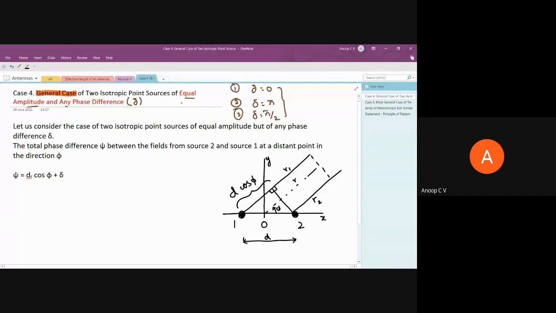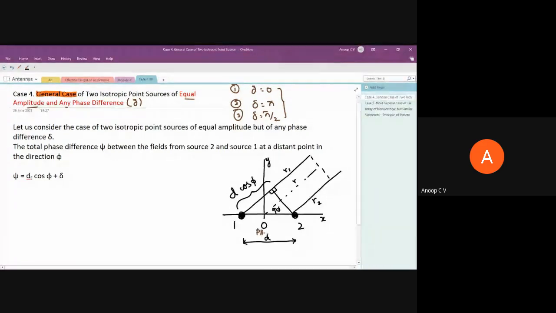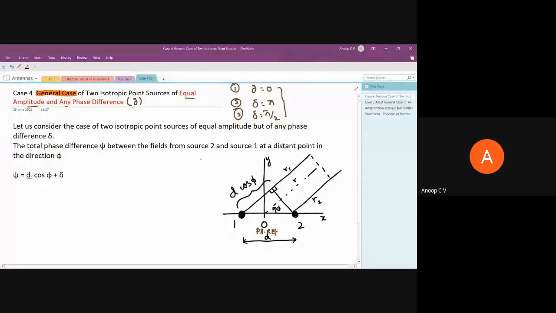So here we have equal amplitude and any phase difference. Again I have my xy plane, this is my origin, and source 1 and source 2 are kept symmetric with respect to the origin. I'm considering the origin as the phase reference.